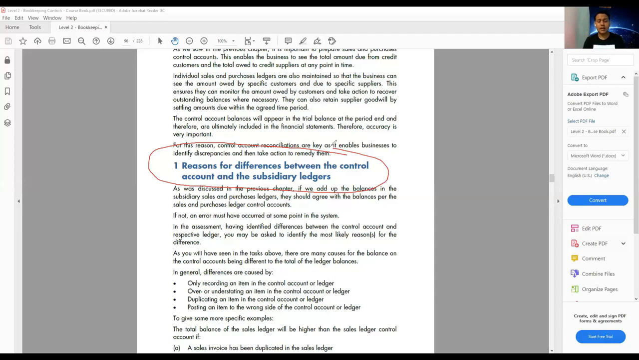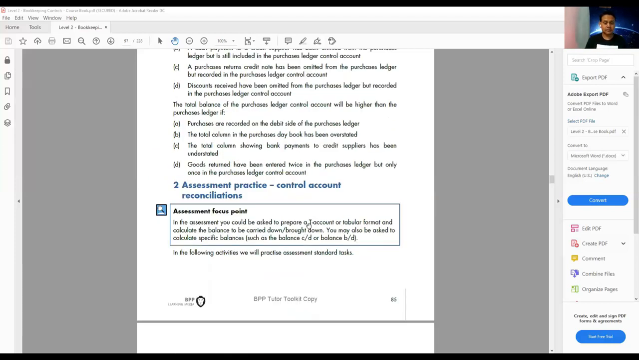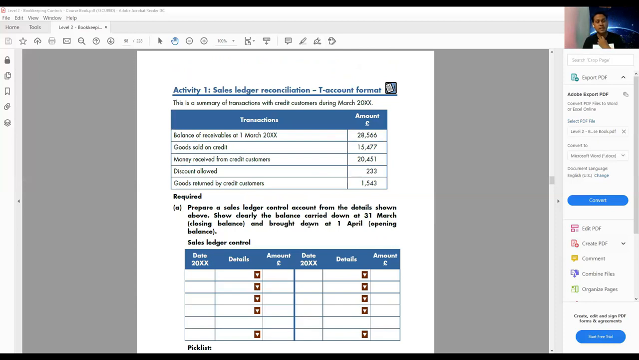How to find the reason, how to identify the reason, there's a lot of explanation here. So please make sure you read this page, it's very important. It will tell you the exact way how to find the reason for the difference. Okay, we'll do some activities, some examples, and we'll see that.